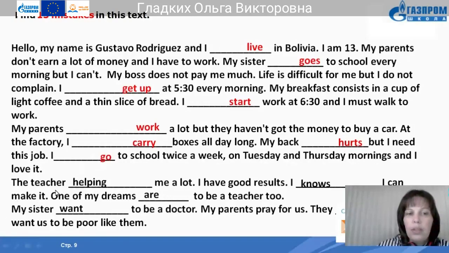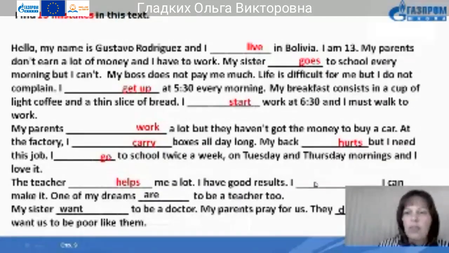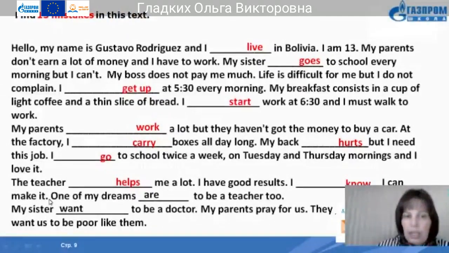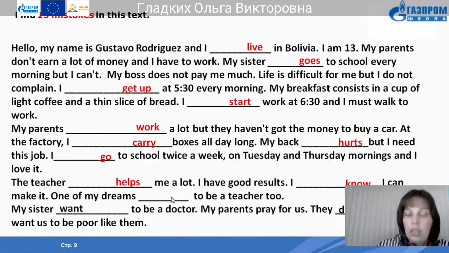Next one. They teach me a lot. Of course, helps me a lot. Next, I have good results. What should we write here? Now, I know I can make it. One of my dreams to be a teacher too. Is everything correct here, Yaroslav? No, we should use is, of course, to be a teacher too.